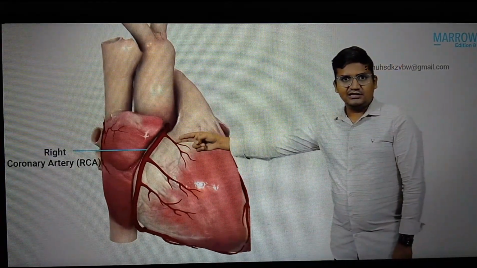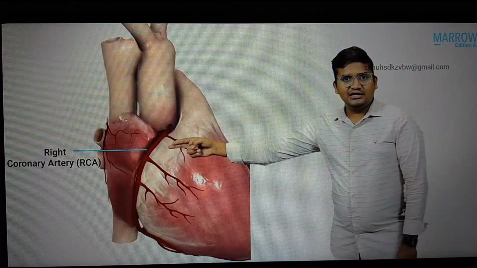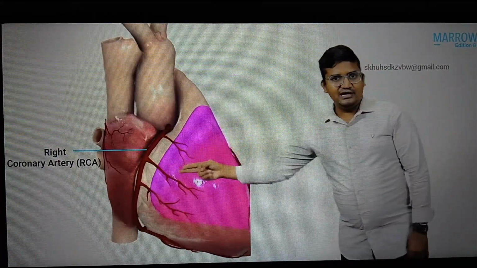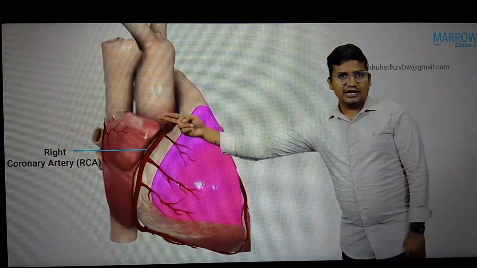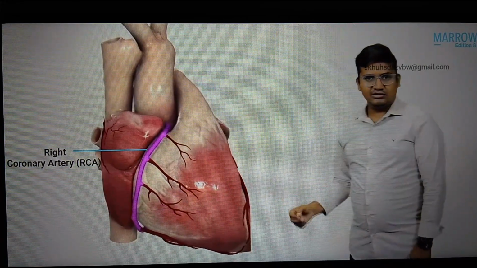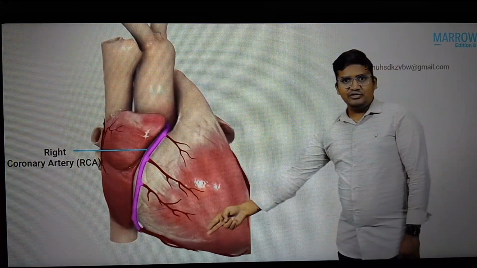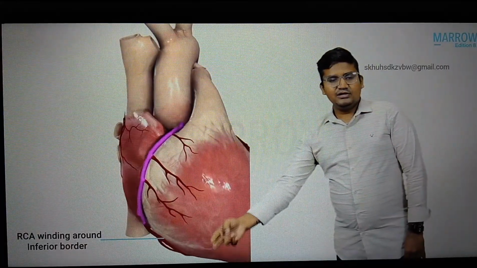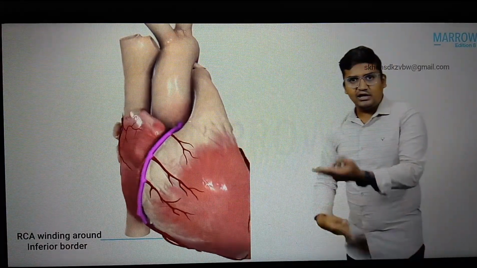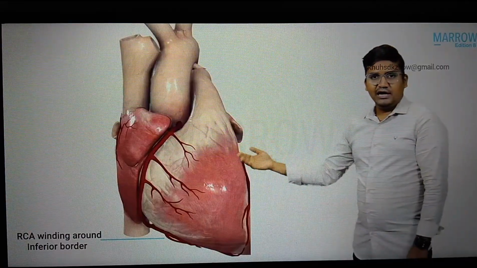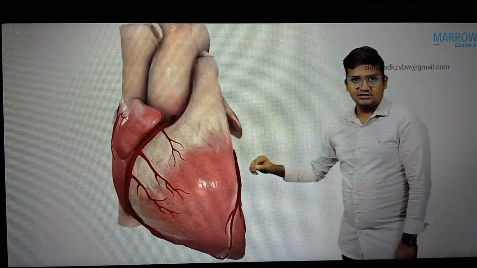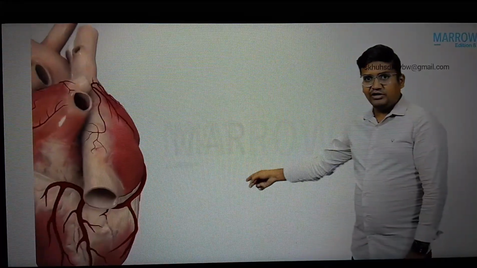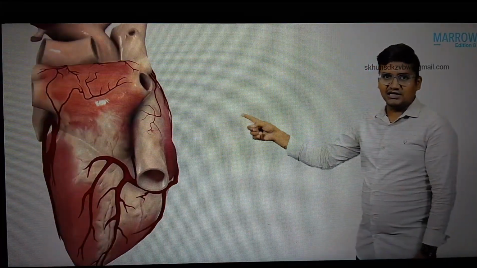Now, this is our right coronary artery. The right coronary artery is descending down between the right atrium and the right ventricle. Between these two, the right coronary artery is descending down. Now, you can see the inferior border clearly there. That is the inferior border. The right coronary artery winds around the inferior border and goes to the diaphragmatic surface. See here, it is winding around the inferior border and reaching the crux.